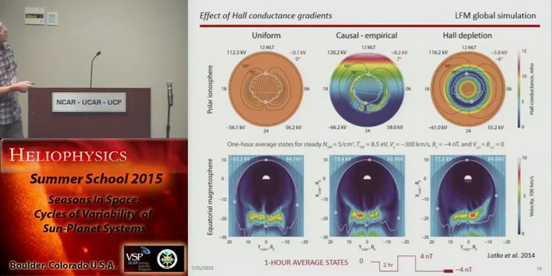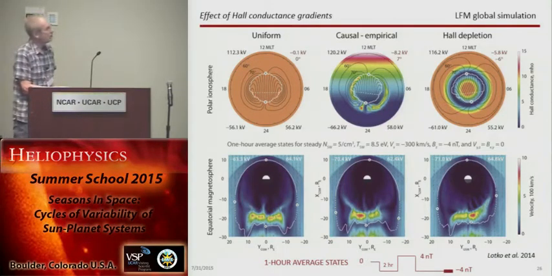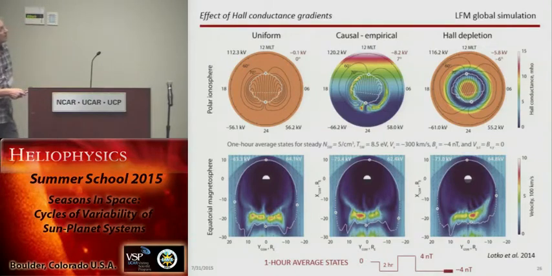Actually, these are 1 hour average states after a time history in the simulation that looks like this, where this is due southward IMF. There's no asymmetry in the solar wind here. 2 hours south, 5 nanotesla. 2 hours north, 4 nanotesla, sorry. And then four hours south, 4 nanotesla, and then this is a 1 hour average at the end to knock down some of the variability that is inherent in the nightside here. More or less symmetric for uniform conductance.